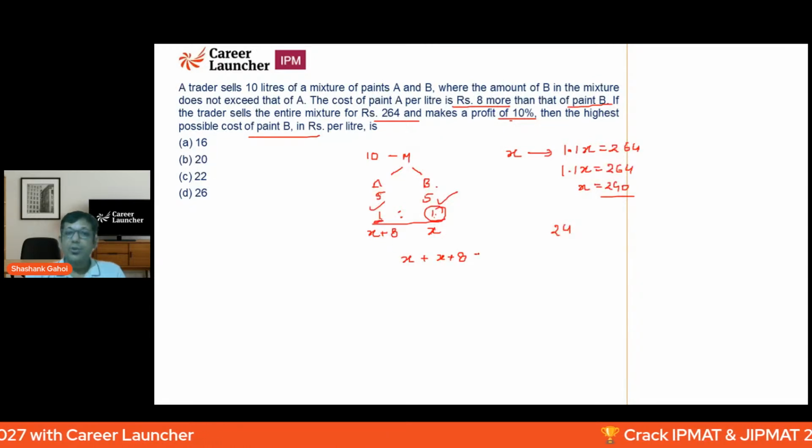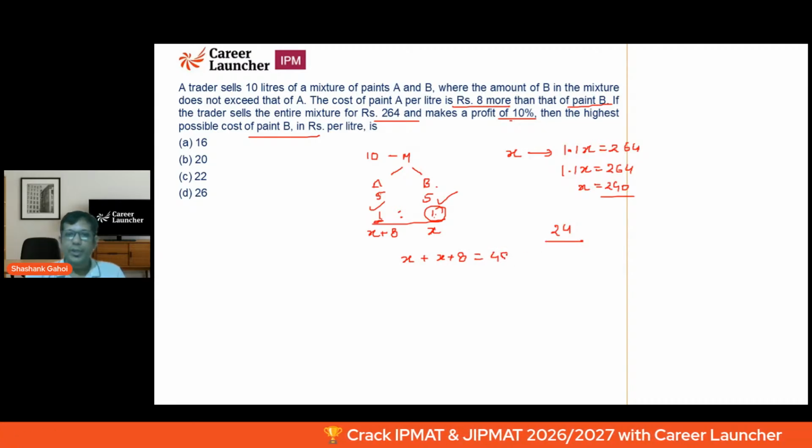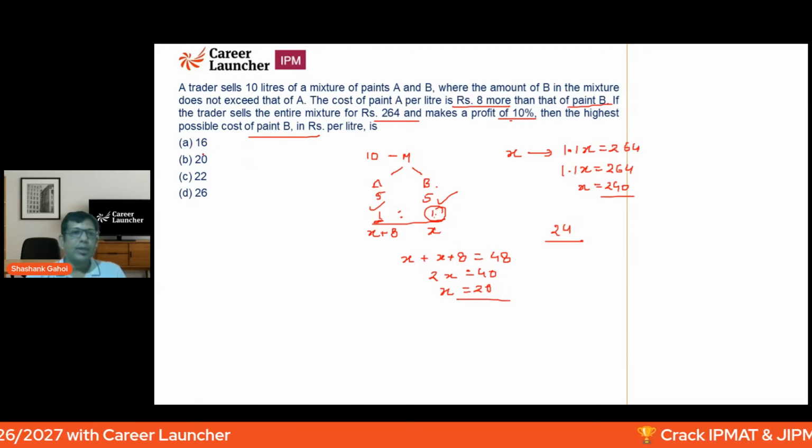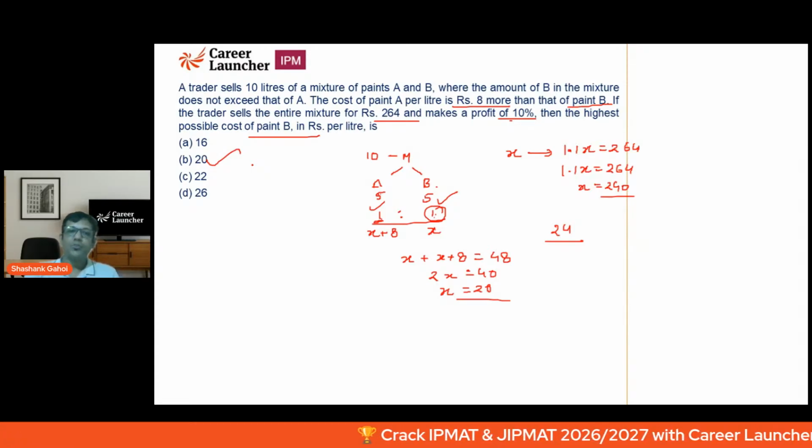And that is equal to the total cost of 2 liters. So the total cost of 2 liters comes out to be 48. So 2x comes out to be 40, so x comes out to be 20. So what is the maximum possible cost of paint B? That's going to be 20 rupees per liter, and that's option B.